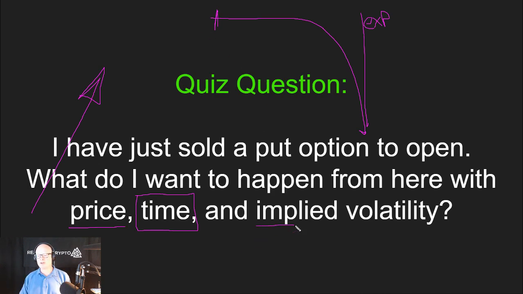Now, implied volatility, again, this is going to be a little confusing for you guys, but if I sell an option, I want implied volatility to go down after I enter it. I want to sell it when it's high, because that's going to increase the fluff, the time value, all the stuff that I'm selling. That balloon is going to go really, really big.